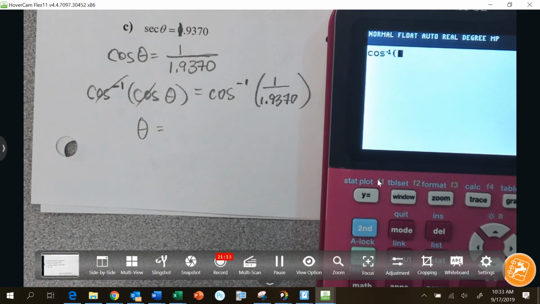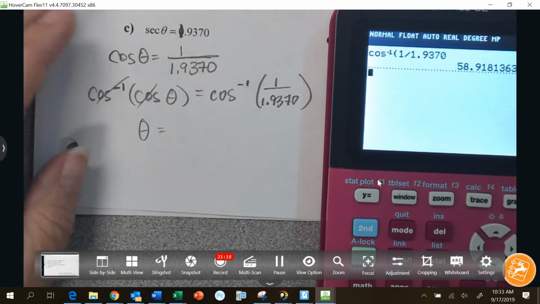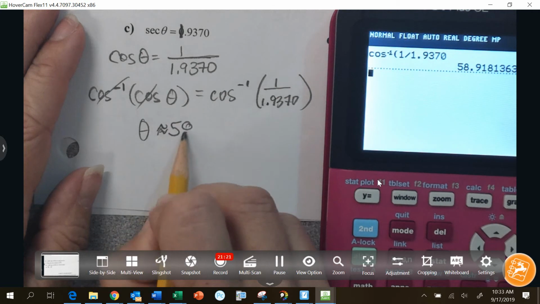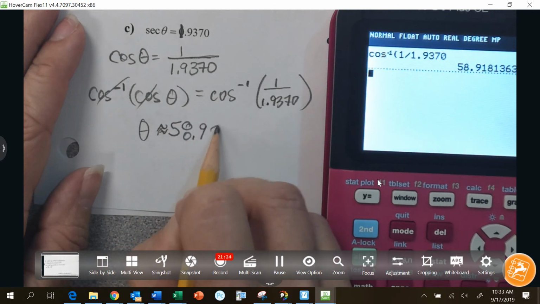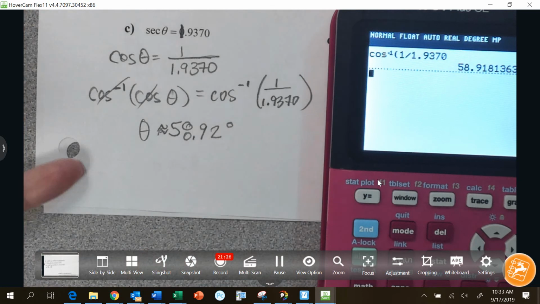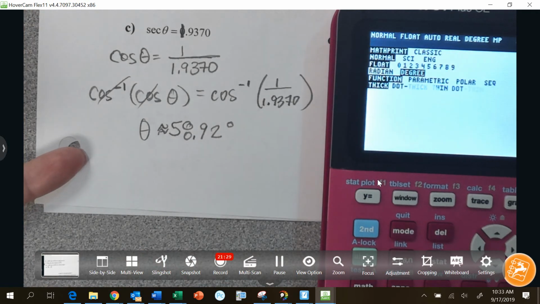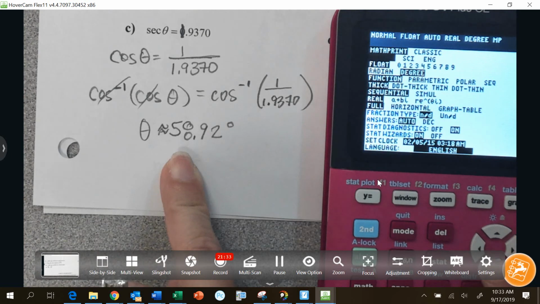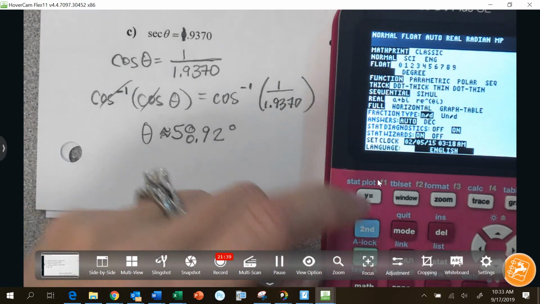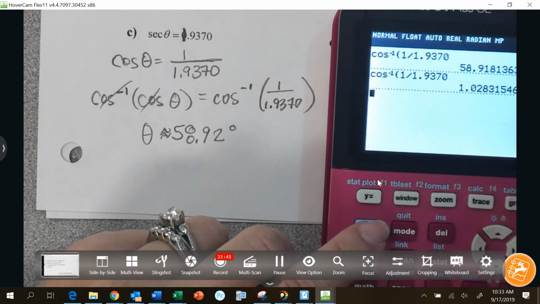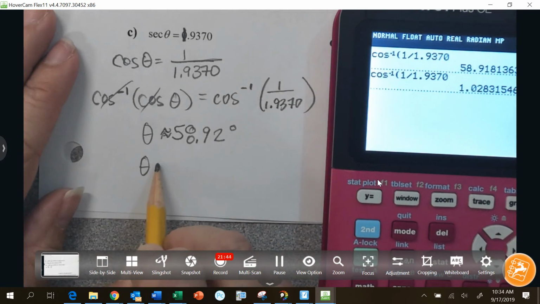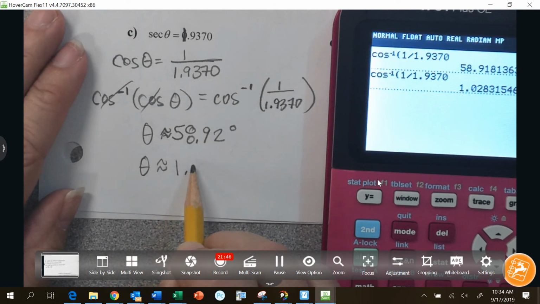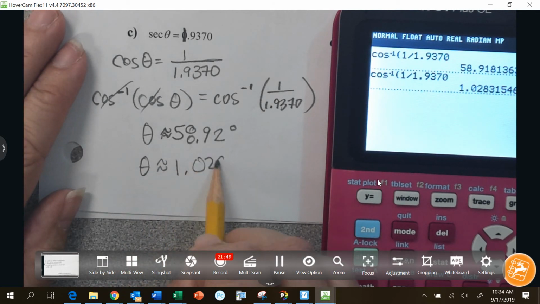So second cosine, 1 divided by 1.9370. And I get approximately 58.92 degrees. And how do I know this is degrees? Because I'm in degree mode. So then your choice, if you want to convert it by multiplying by pi divided by 180, you can do that. Or if you want to change into radian mode and just type the equation in a second time, we'll get our radian answer. Either way you do it, you should get 1.0283.